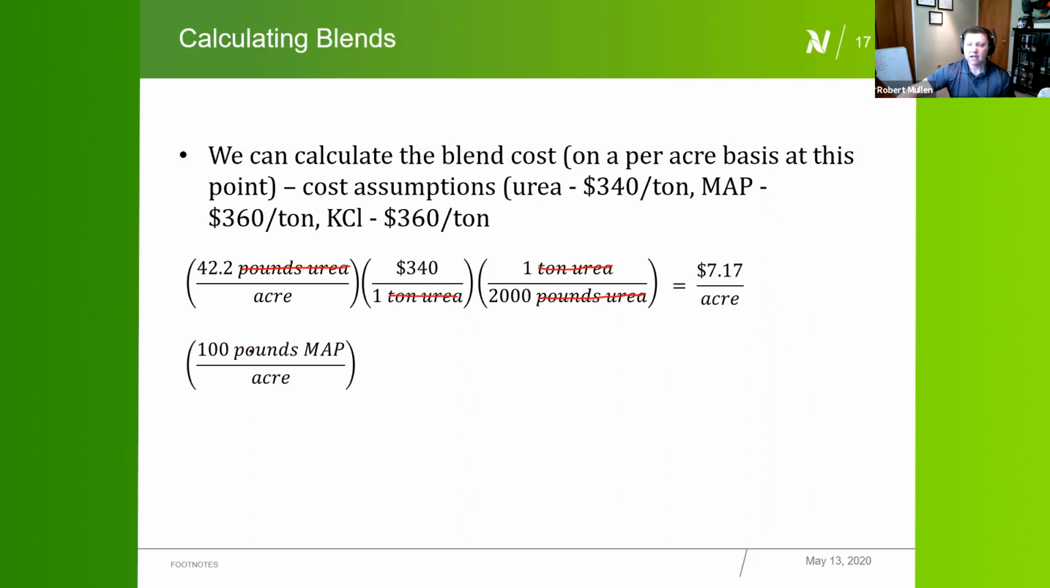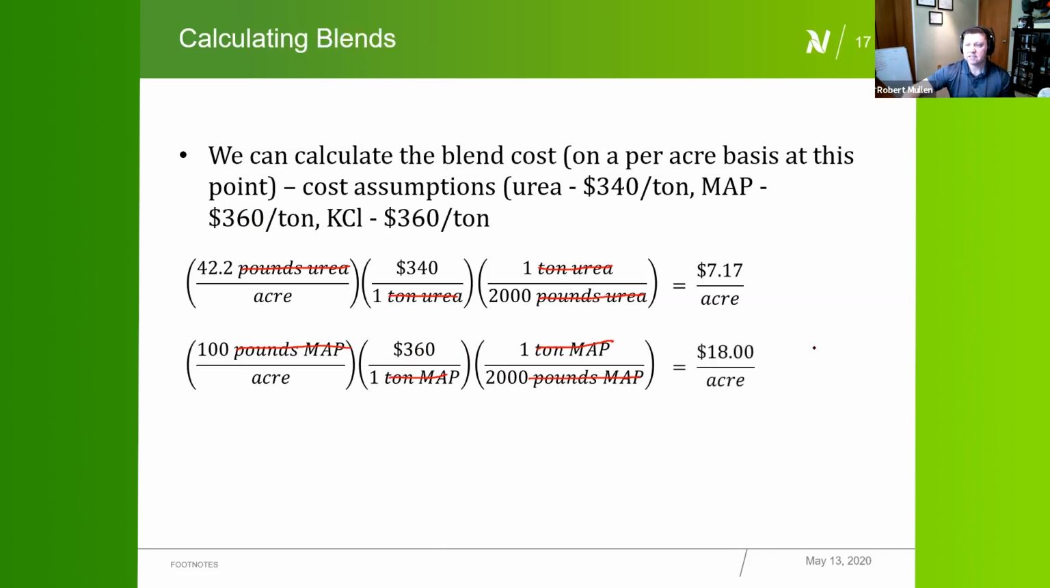The MAP, again, if you went back to the math, I was applying 100 pounds of MAP per acre. I know the cost of MAP in my assumption is $360 per ton. And I know I have to have my calculation to get rid of the tons. So the tons go away, the pounds go away, and I'm left with dollars. So 100 multiplied by 360 divided by 2,000, and it's $18 per acre.